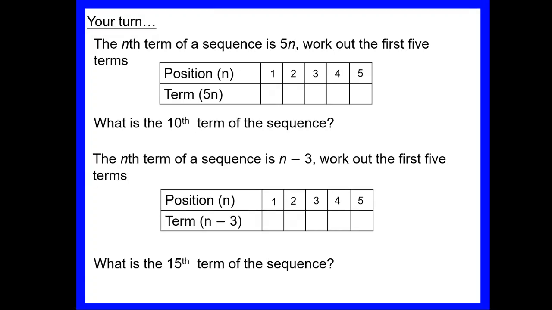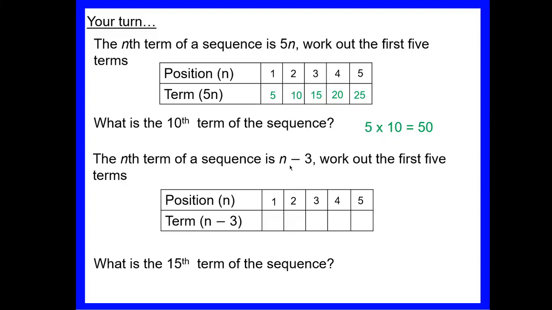Okay, so for the first one then, 5n, well, if n is 1, I need to do 5 times 1 first of all, which is 5. Then we're going to swap n for 2, so 5 times 2 is 10. Then 5 times 3, 5 times 4, and 5 times 5. If I want to find the 10th term, I'm going to swap n for 10. So we've got to do 5 times 10, which is 50.